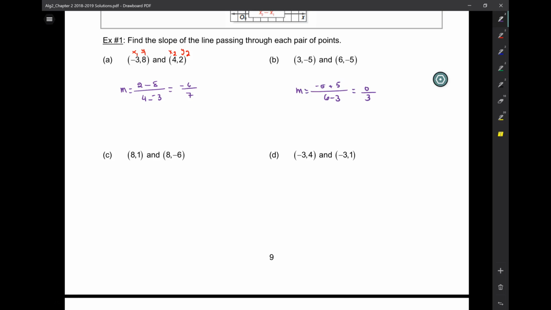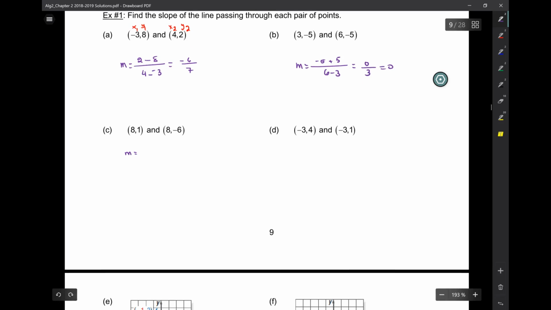So take a look at this one. Negative 5 plus 5 over 6 minus 3. So that's 0 over 3. It's just 0. So think about it. If you have 0 pieces of chocolate and you want to divide it among 3 people, how much does each get? 0, right? So M is 0. It's not undefined. It's undefined when the denominator is 0. So in this case, M is negative 6 minus 1, 8 minus 8, negative 7 over 0.